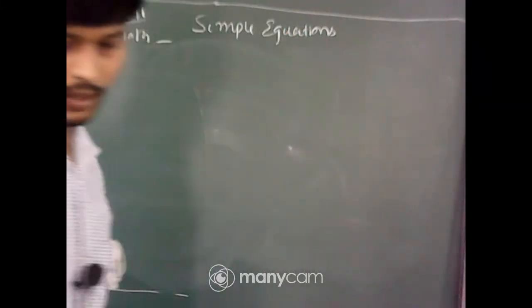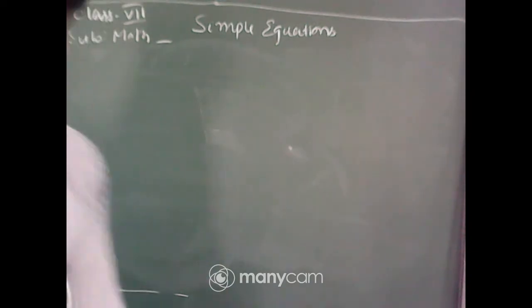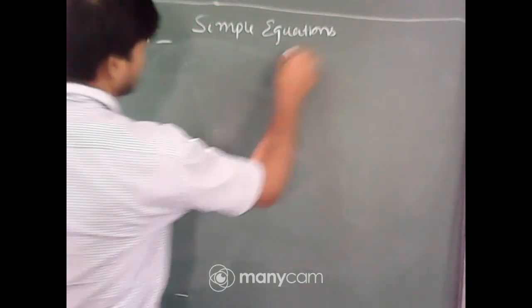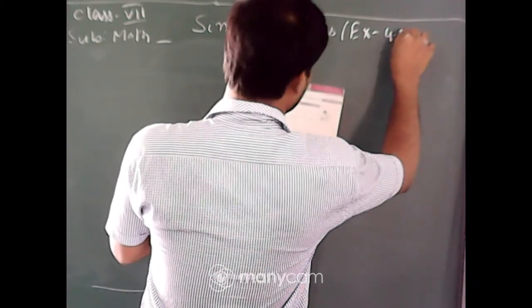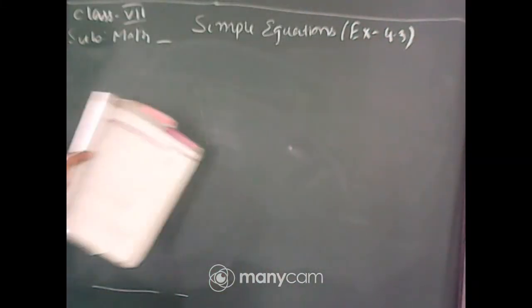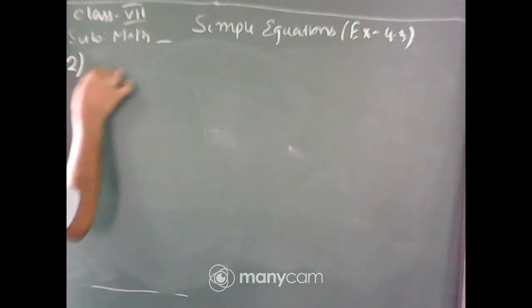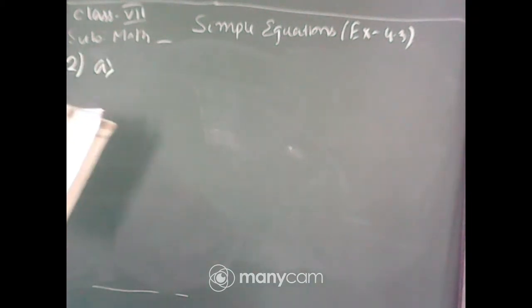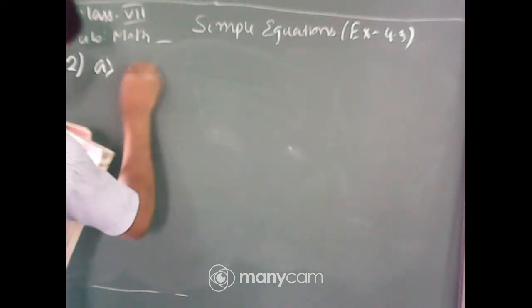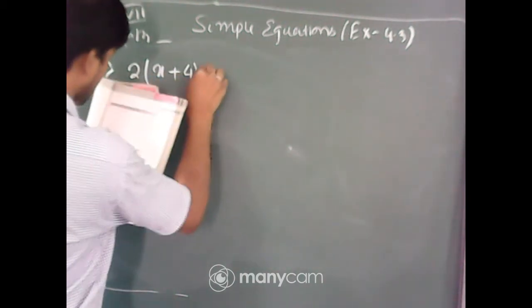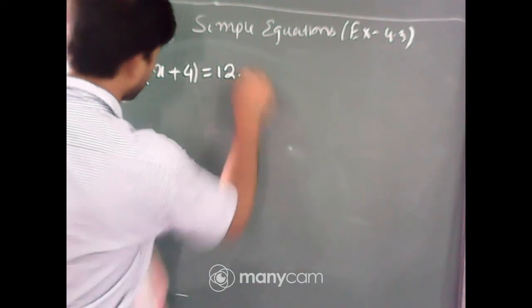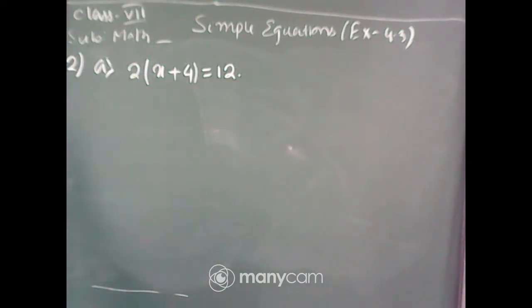Exercise number 4.3, and today we'll start from question number 2. So the first question, 2a. The question is 2 into (x plus 4) is equal to 12. We have to solve this equation.